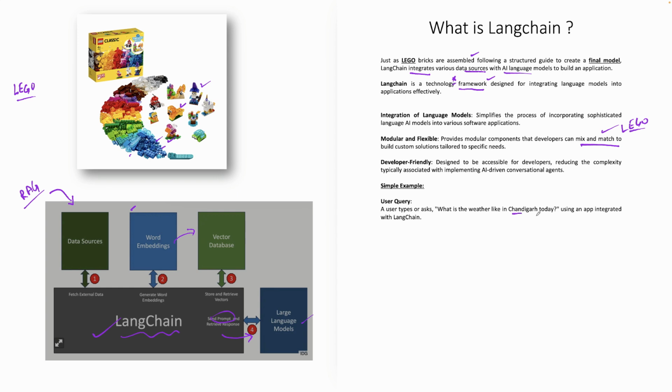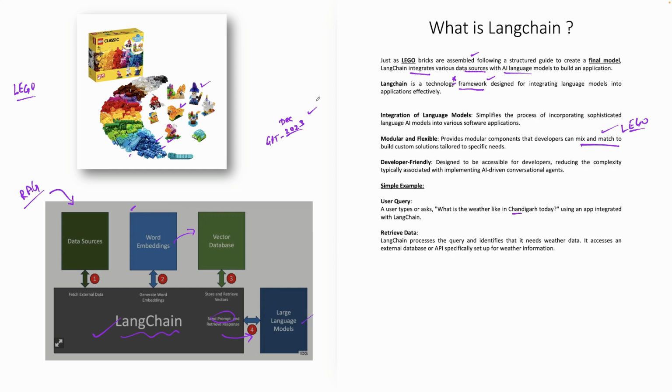Obviously, you can't send this question to, say, ChatGPT. ChatGPT won't know it, right? Because as I told you, even GPT-4 is trained till December 2023, right? So how can it tell how the weather is in Chandigarh today? So obviously you have to fall back on your existing data source or private data source, right?